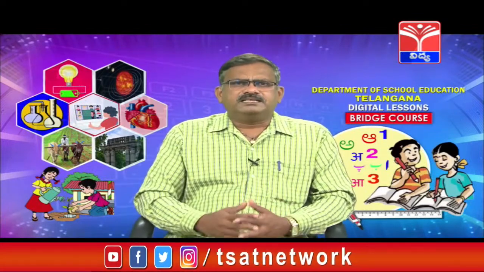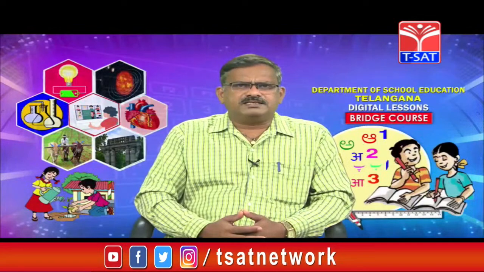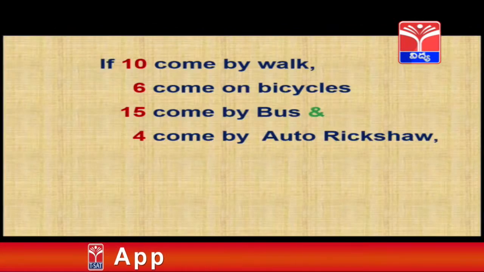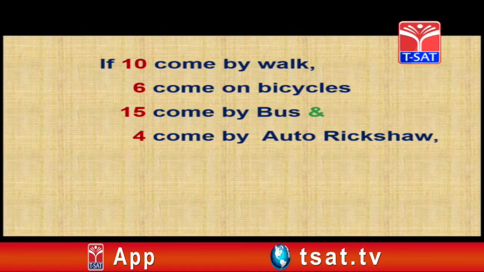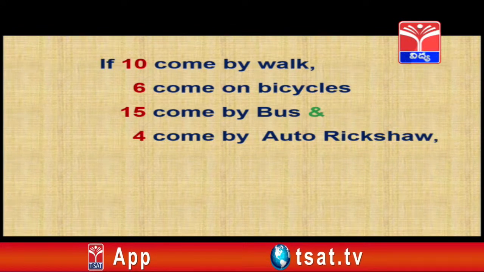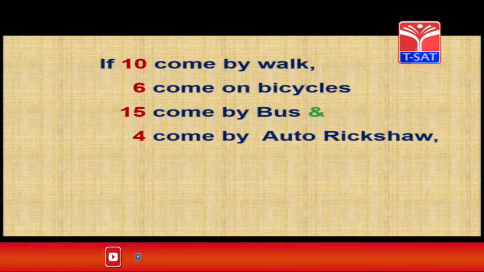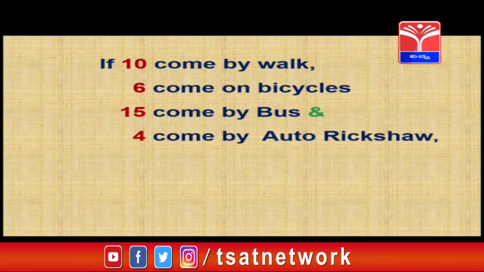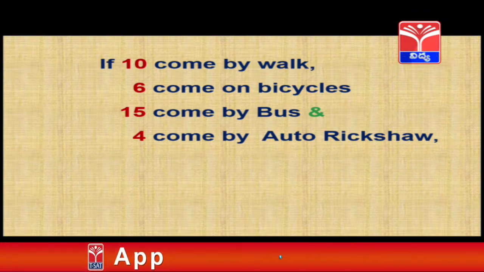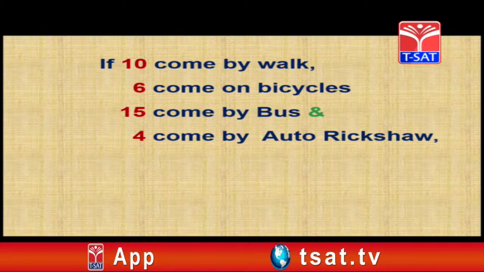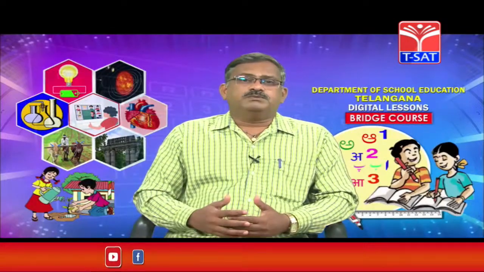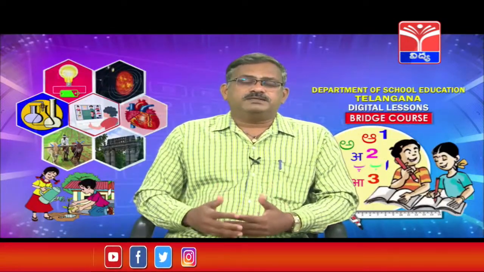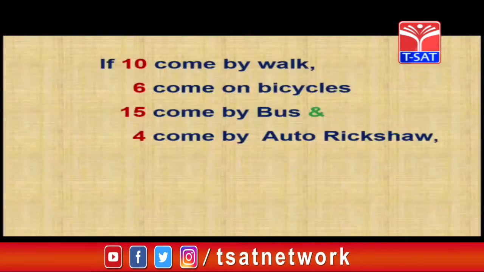So, let us think that there are 50 students in your class, isn't it? In that, let me think, 10 come by walk, 6 come on bicycles, 15 come by bus and 4 come by auto rickshaw. So, here you are able to see the number of students who come by different modes to school. Now, can you tell me by which mode of transport students come to school in maximum number? That means what is the most preferred way to come to school for the students of your class? Can you guess it?